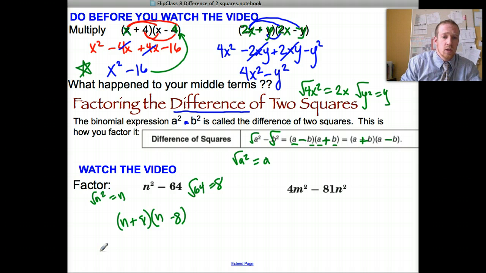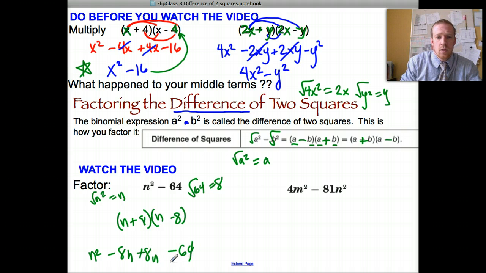That's it. If you multiply it back out to check, you'll find that you get this exactly. So let's do this one real quick. Multiply it back out, we get an n squared. N times negative 8 is minus 8n. 8 times a positive n is a plus 8n. 8 times negative 8 is negative 64. These are equal and opposite. They cancel. We have n squared minus 64, which is what we started with. So it does work. Remember, factoring, this is our final answer.